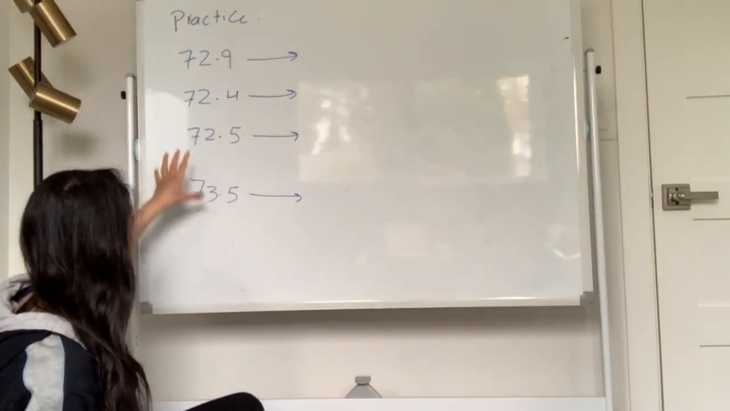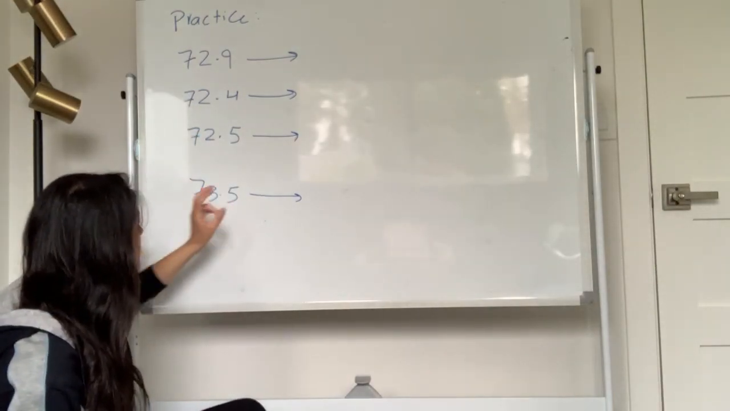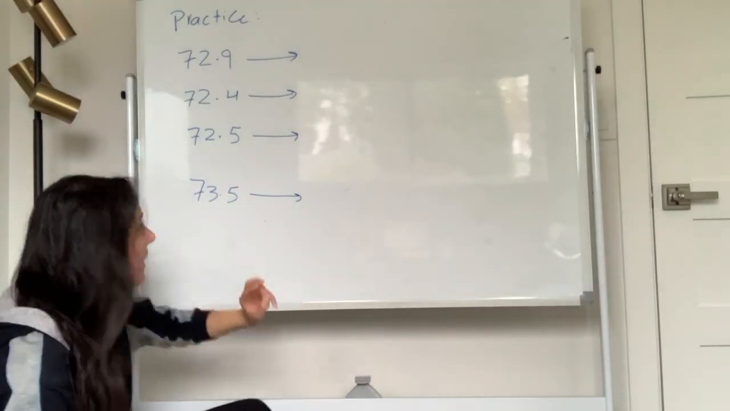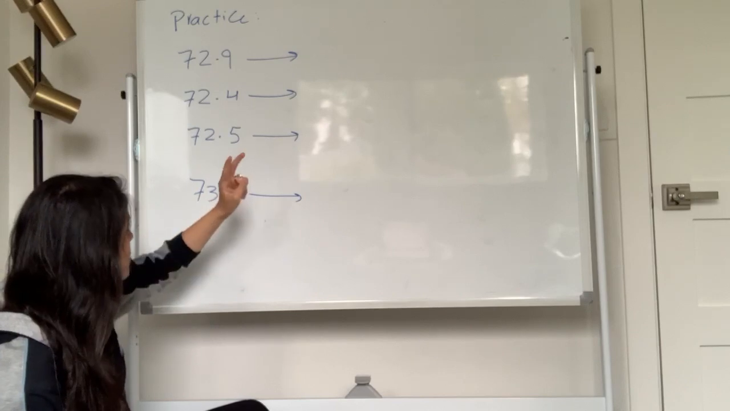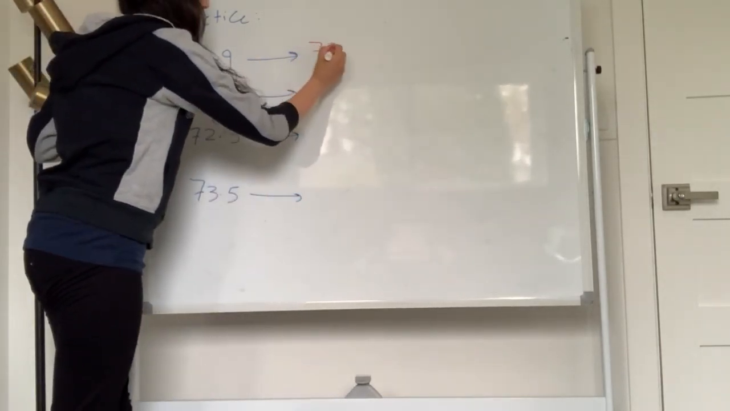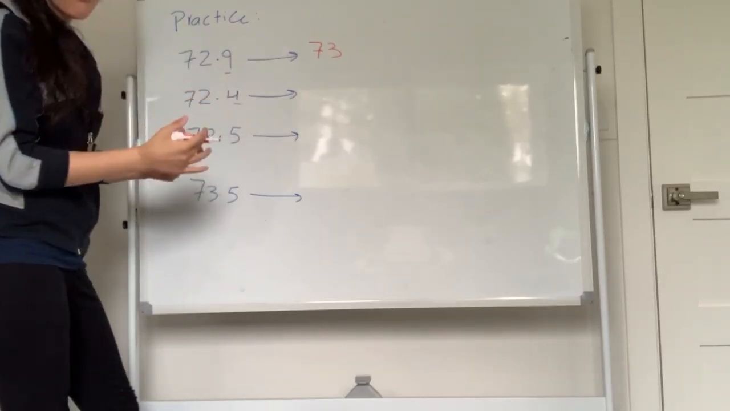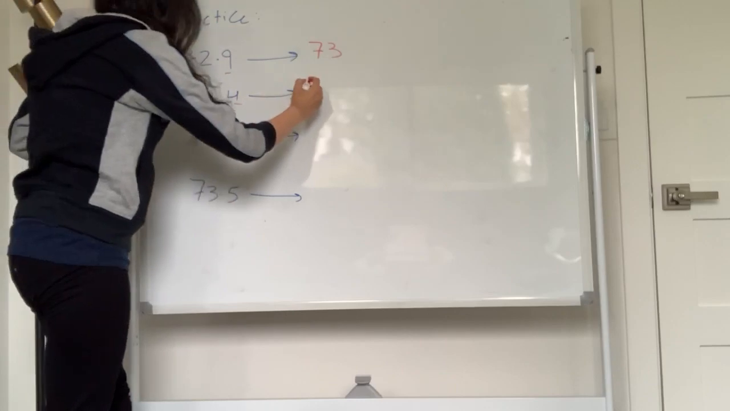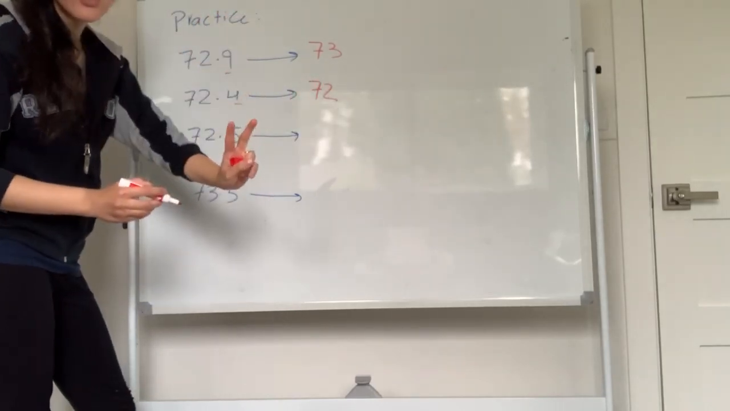So I put this on the board, and I want to round all of these numbers to 2 sig figs. Okay, so if I have 72.9, I need to round it to 2 sig figs. Since this is 9, this becomes 73. I have 72.4, since this is 4, I round it down, and this becomes 72. Again, I want to round all of them to 2 sig figs.